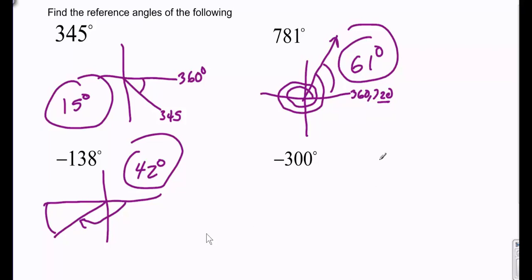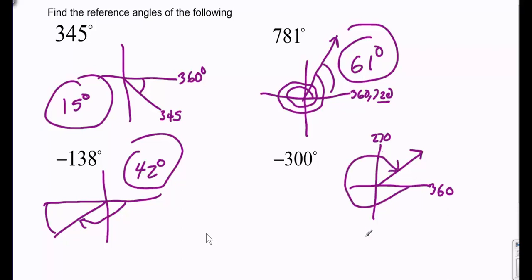Lastly, 300 degrees of the negative type. If this is 360, both positive and negative, and this is 270 going in the negative direction, I'm somewhere over here. That's my angle of negative 300. We can see that I have 60 more degrees to get to 360. So that is going to be my reference angle.